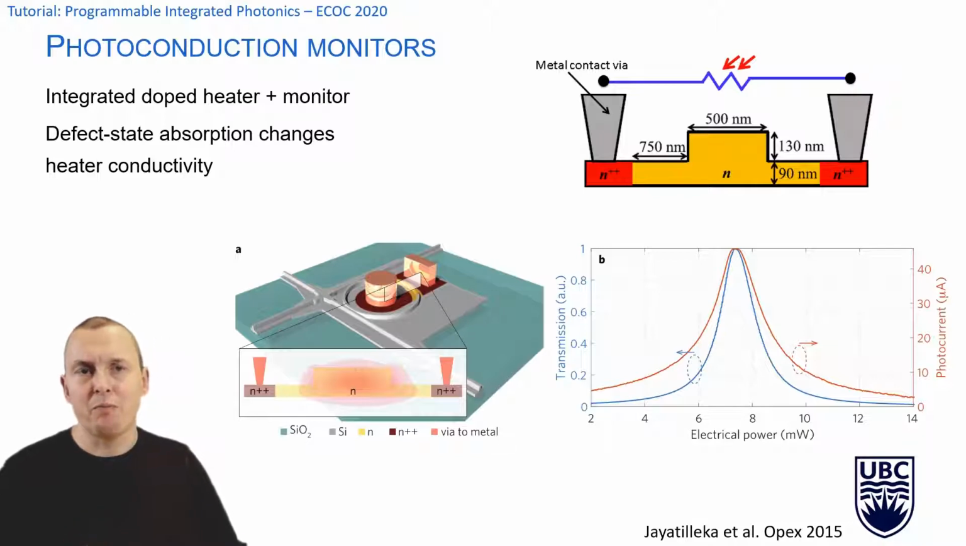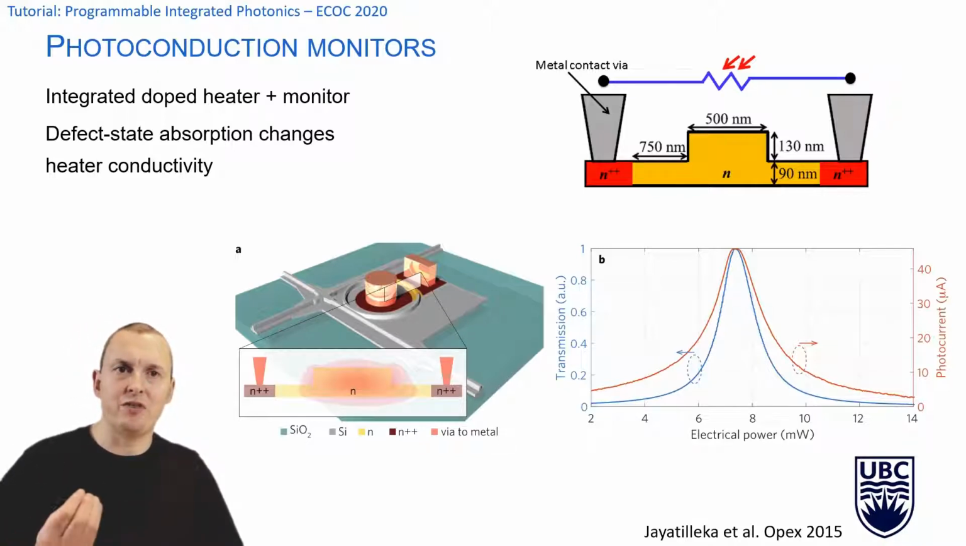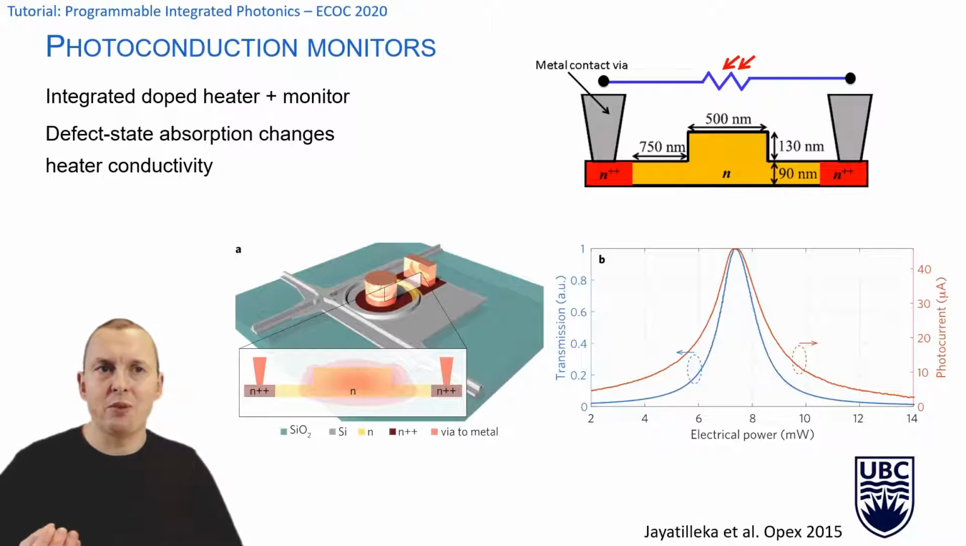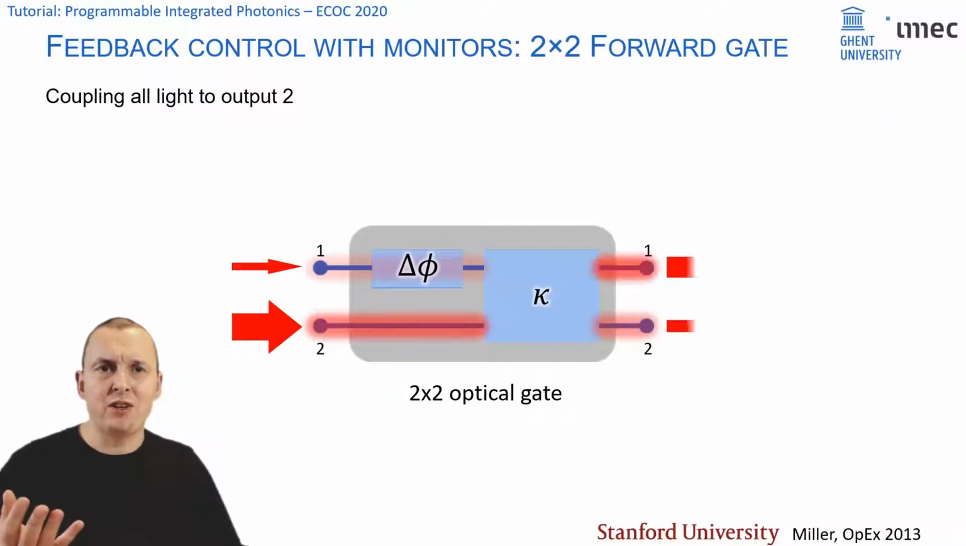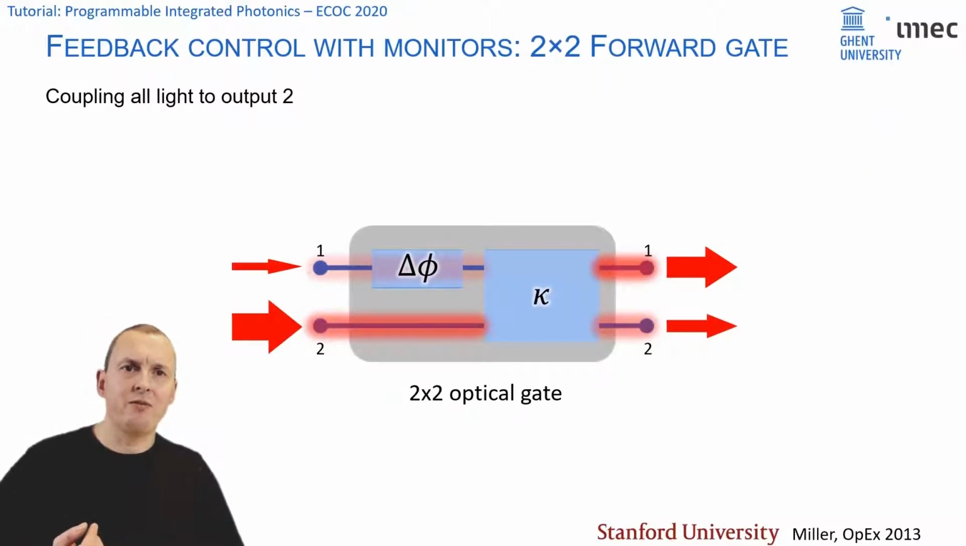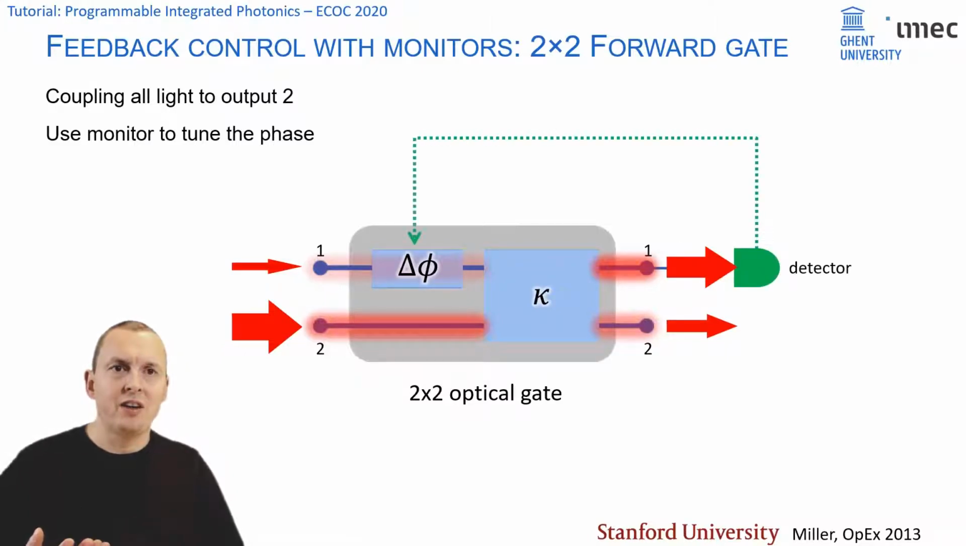Now, if we have monitors, and if we have actuators like phase shifters and tunable couplers, we can build these feedback loops. The simplest feedback loop is easiest to illustrate on a single 2x2 gate. So say, for instance, that we have this 2x2 optical gate, and now we can add this feedback loop.